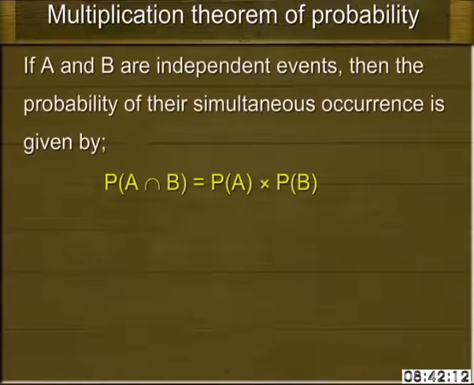Multiplication theorem of probability states that if A and B are two independent events, then the probability of A intersection B, that means both A and B occur, is equal to the probability of occurrence of A into the probability of occurrence of B.